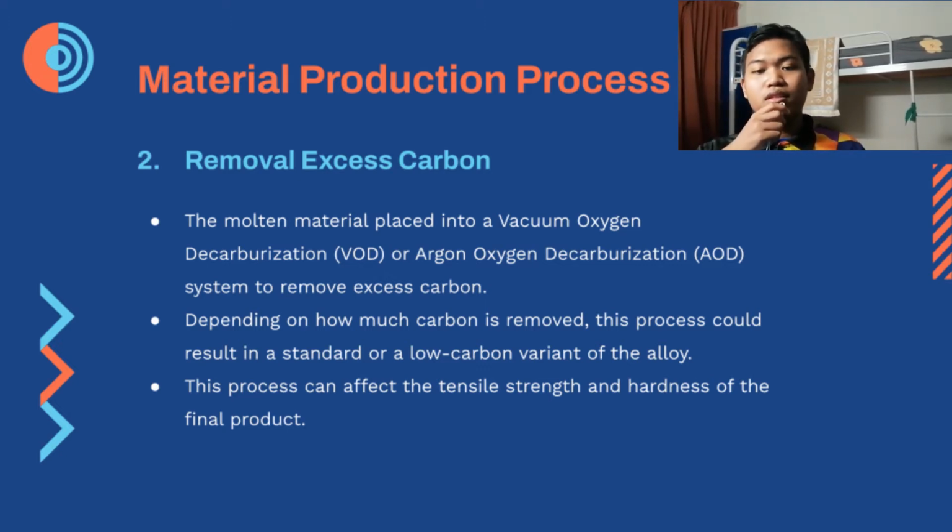The molten material will be placed into a vacuum oxygen decarbonization (VOD) or argon oxygen decarbonization (AOD) system to remove excess carbon. Depending on how much carbon is removed from the metal, this process could result in a standard or a low carbon variant of the alloy. This process can affect the tensile strength and the hardness of the final product.